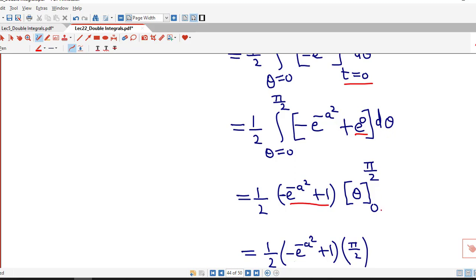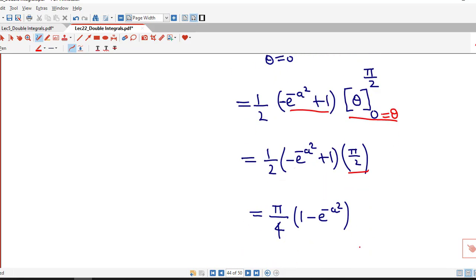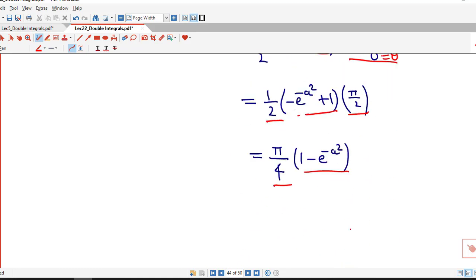Integral of d theta is theta, and limits of theta are from 0 to pi by 2. So this is going to be pi by 2 minus 0, that is pi by 2, and pi by 2 into 1 by 2 is pi by 4, and this we have rewritten as 1 minus e raised to minus a square. So the value of the given double integral is pi by 4 times 1 minus e raised to minus a square.